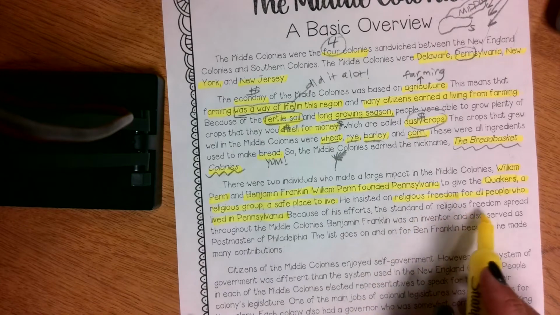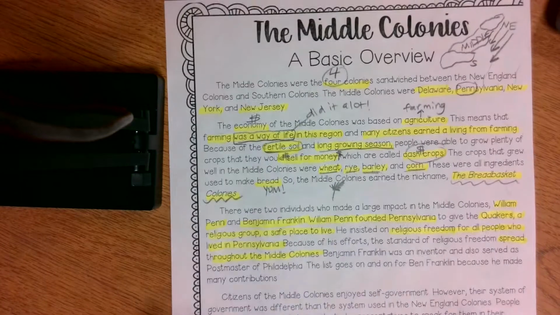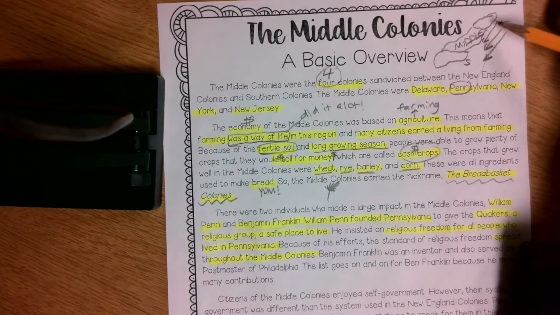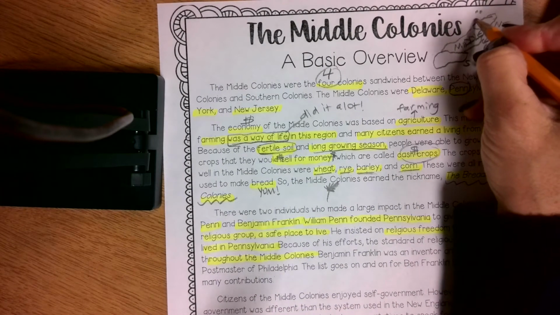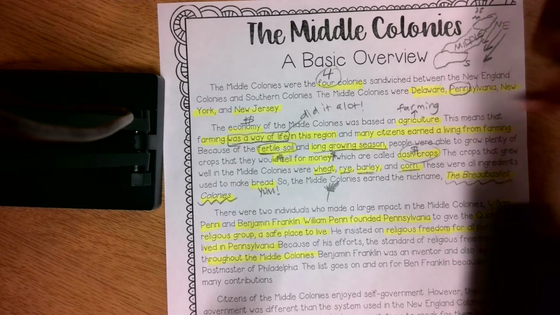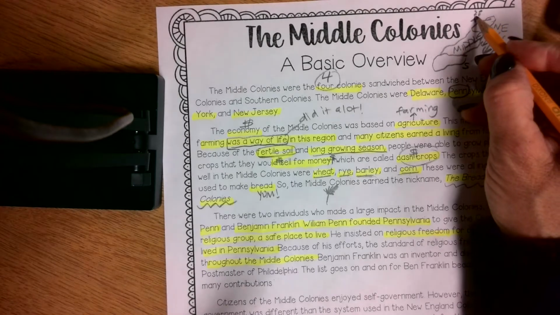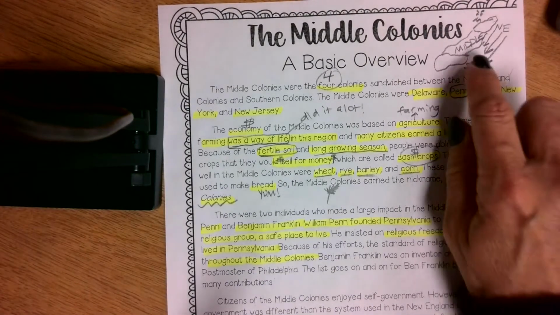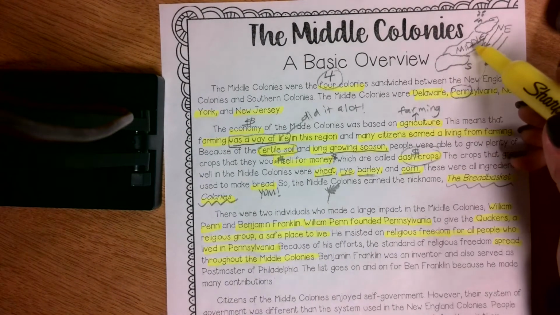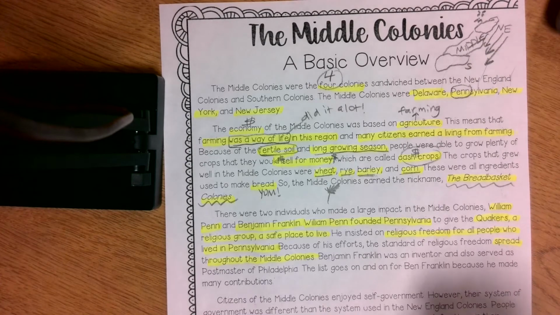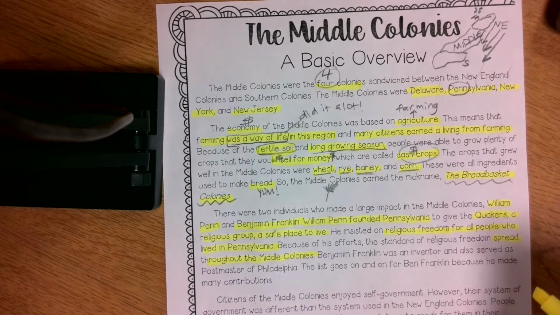Because of his efforts, the standard of religious freedom spread throughout the Middle Colonies. Everybody wanted to start to have that. They did not want religious freedom up here in New England. Those Puritans were running a harsh group of colonies. They were angry and punishing. If you didn't agree with what the Puritans were saying, you could be punished or kicked out or killed. But here in the Middle Colonies, because of the Quakers and William Penn, religious freedom. You can practice your faith however you want. And that thought spread throughout all of the Middle Colonies, which is very nice.